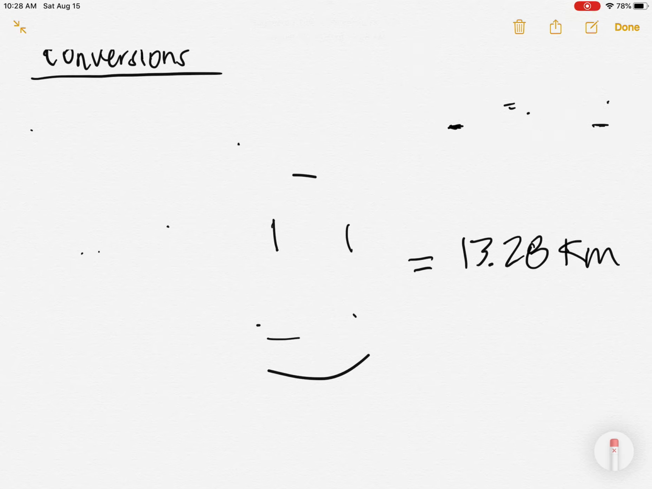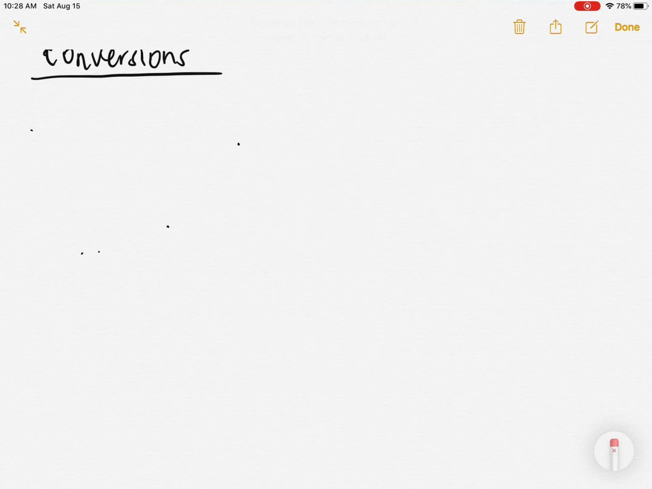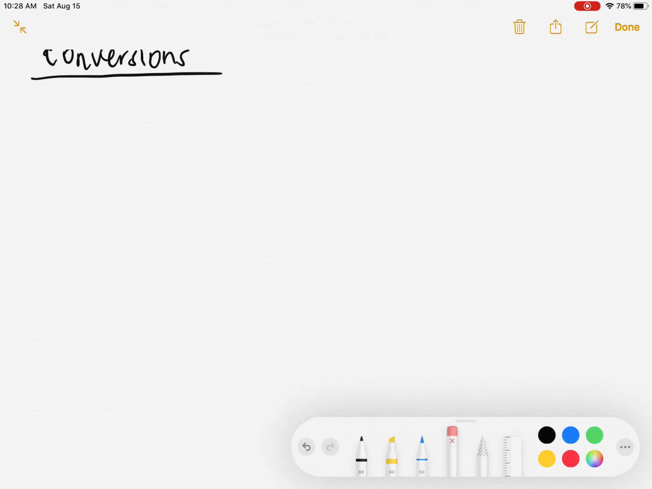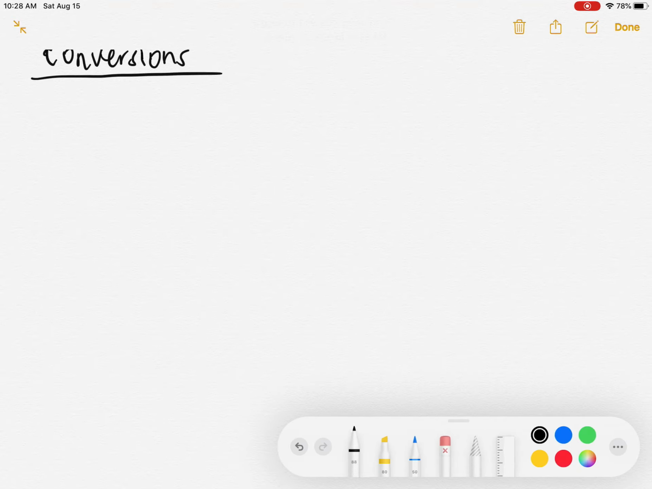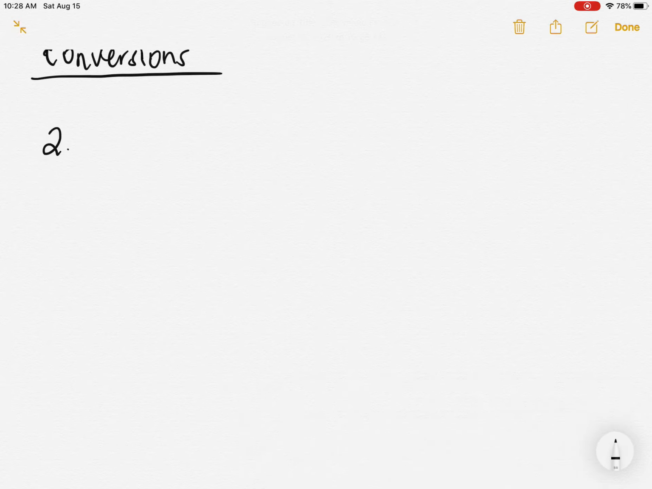I guess I could have just erased my whole sheet here, but whatever. Okay, so let's do one like this. Let's say we have 2.4 miles, and I want to know how many inches are in 2.4 miles.